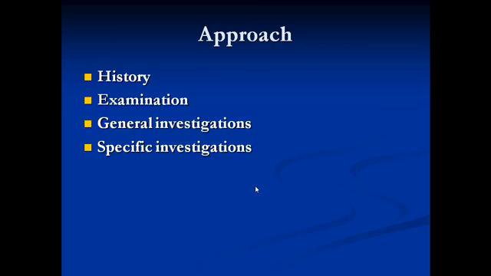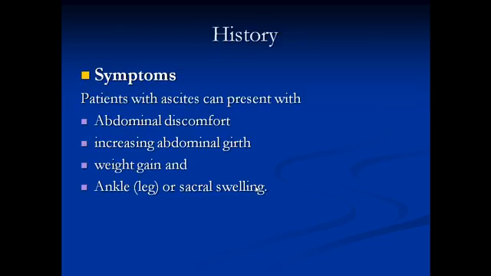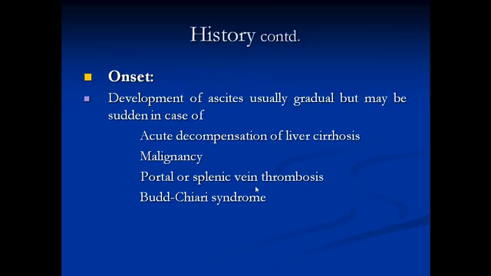History taking, examination, general investigation, specific investigation, final clinical diagnosis, management, treatment, follow-ups. Symptoms of ascites: abdominal discomfort, increasing abdominal girth, weight gain, ankle or sacral swelling. Onset: development of ascites is usually gradual but may be sudden in acute decompensation of liver cirrhosis, malignancy, portal or splenic vein thrombosis, and Budd-Chiari syndrome.